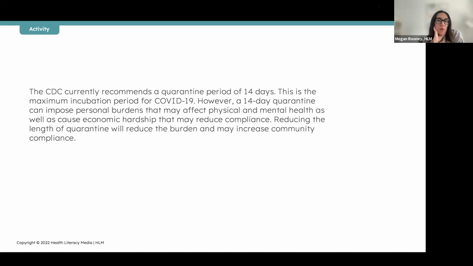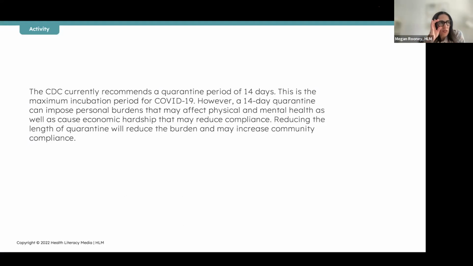It keeps going back and forth with the however, and it talks about quarantine compliance. So it maximum incubation period. So it's not organized.